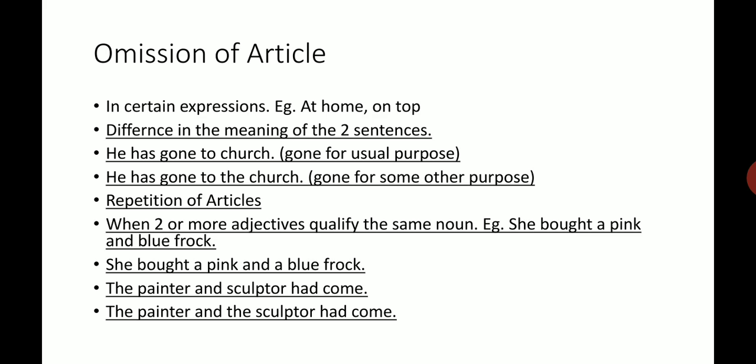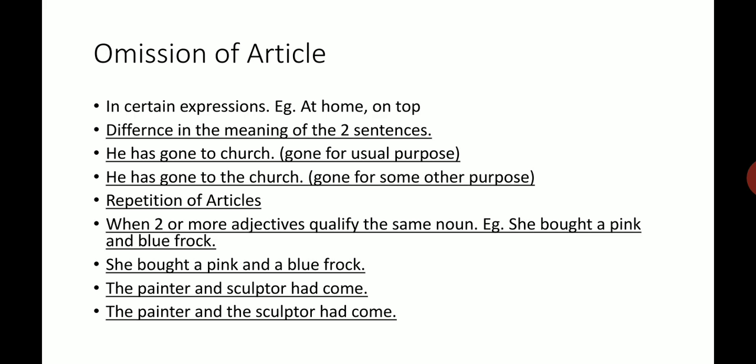Okay? Now when they qualify different nouns, then it is used before each adjective. For example, she bought a pink and a blue frock. Means she bought two frocks, one was pink, one was blue. So this is the difference. In the first sentence it means she bought a frock which had two colors, pink and blue. Second sentence says she bought a pink frock and a blue frock.